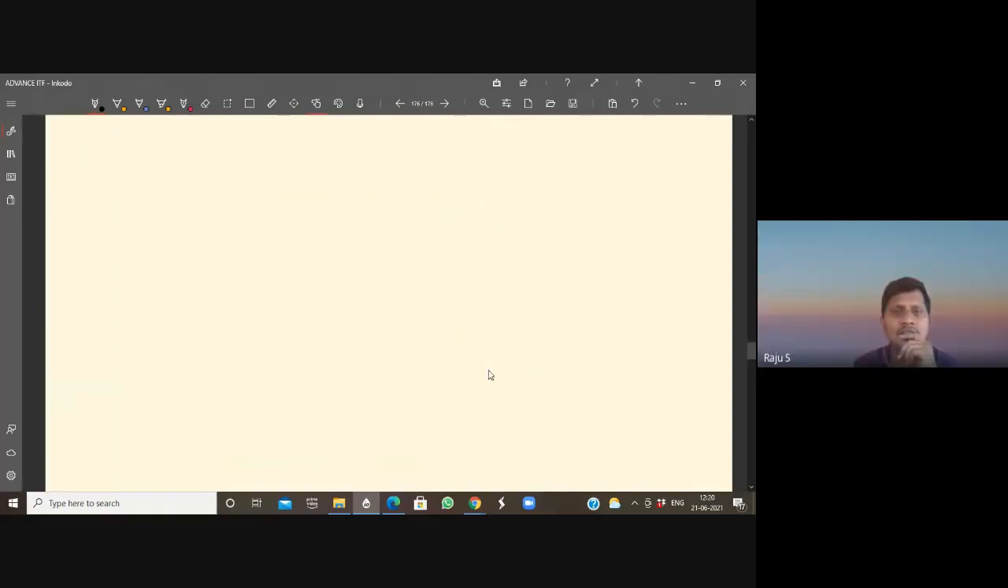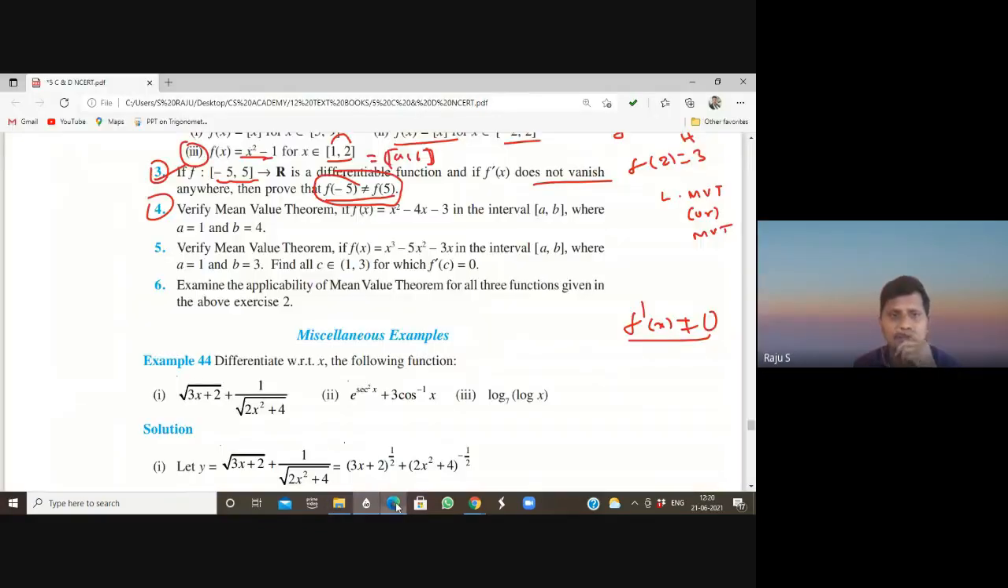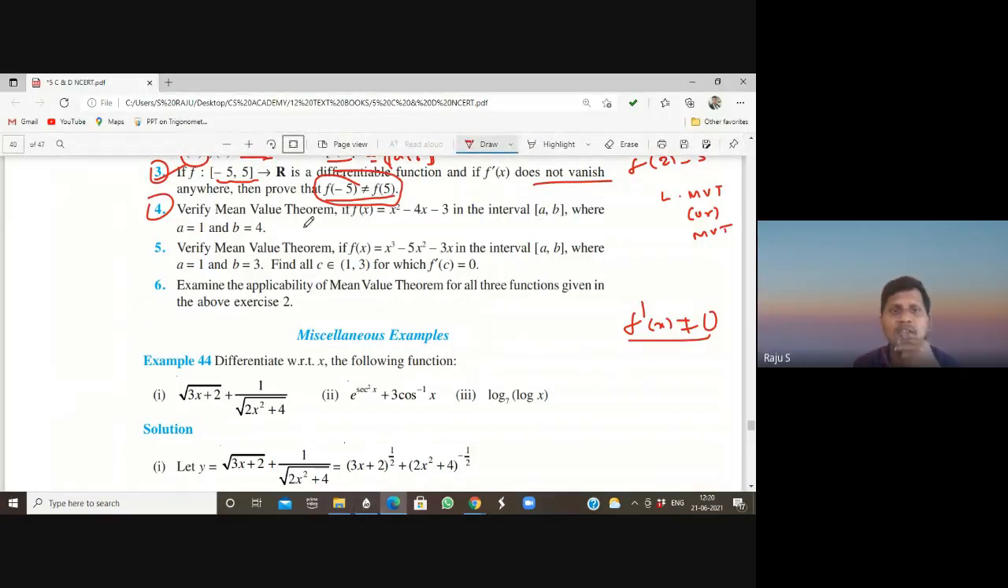I'm using Lagrange's mean value theorem formula. That's all. Question number 4, verify mean value theorem. See here, what is the question? Clearly mentioned mean value theorem, so the question is related to Lagrange's mean value theorem, not Rolle's. So here, no need to check the third condition actually.